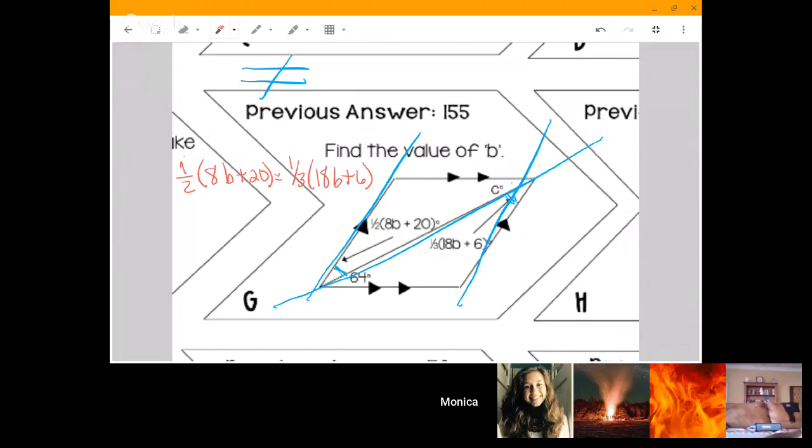And then the way that you solve that, remember, is you're going to distribute this fraction in to both terms there. And then you'll have a regular equation with no fractions, and it won't look so yucky, and you'll be able to solve for b that way.